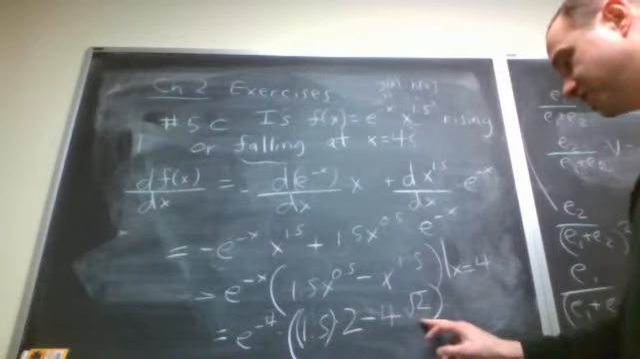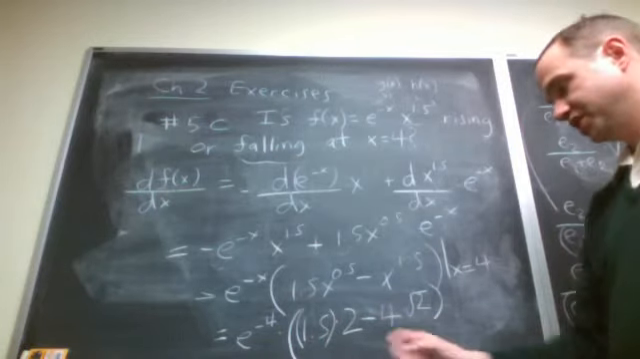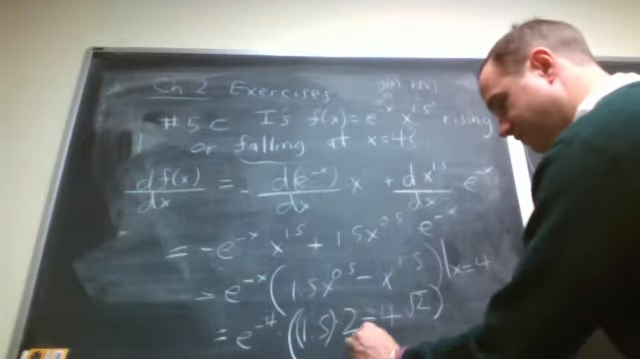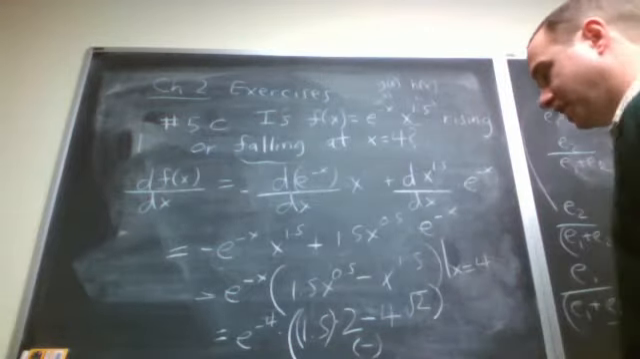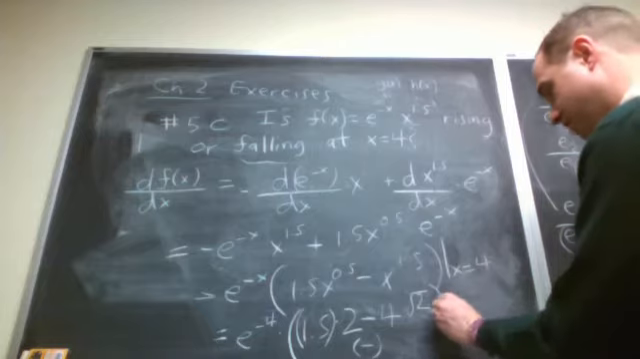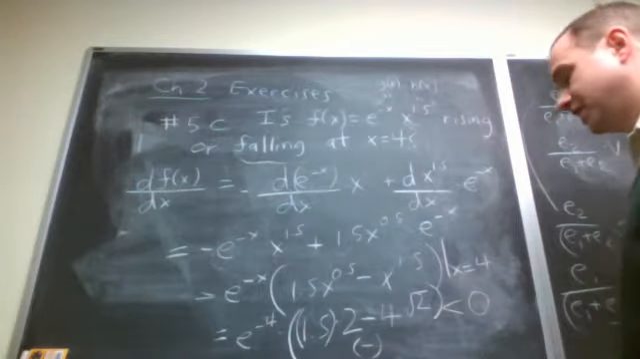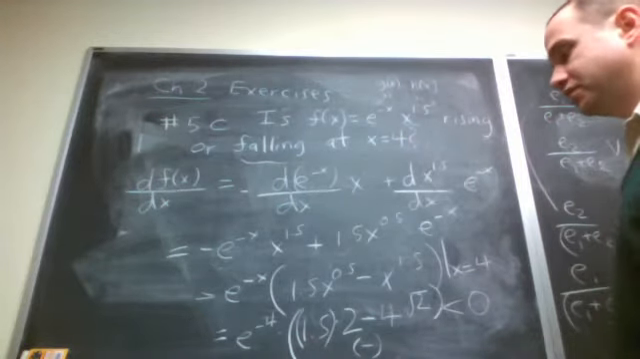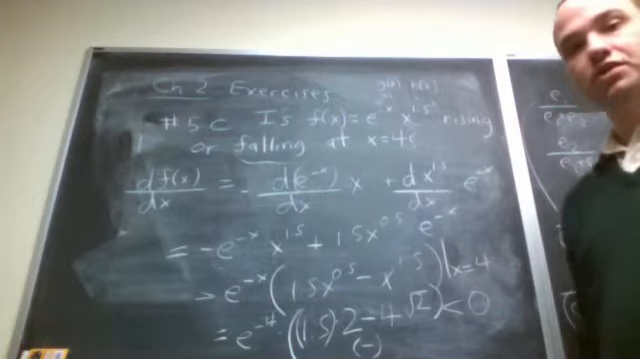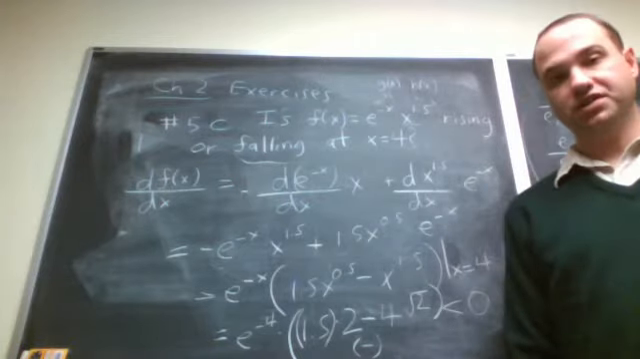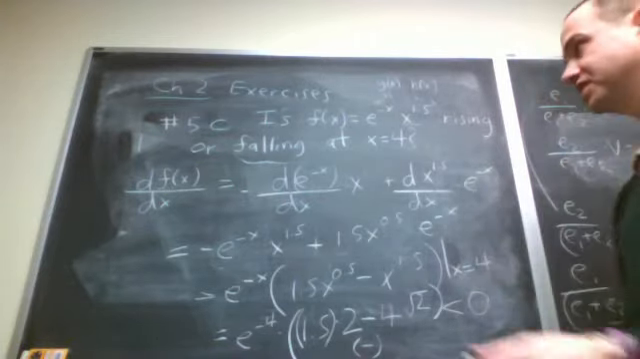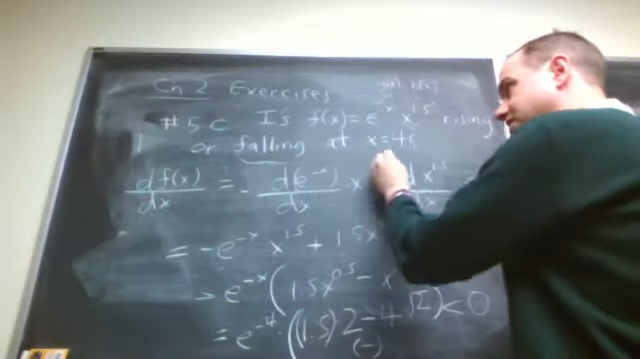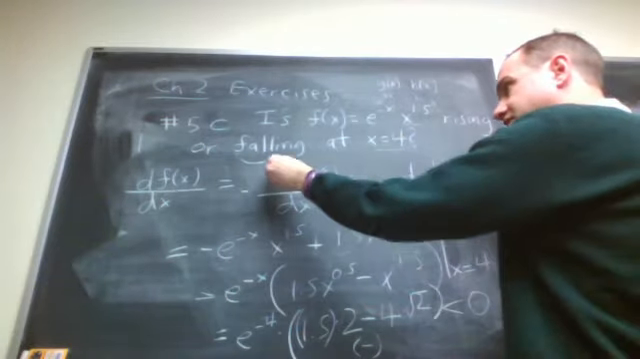We know 4 times square root of 2 is greater than 3. So this inside value is negative. Therefore, the derivative is less than 0. And if the derivative of the function is less than 0 at x equals 4, then the function is falling. Okay, that means the slope of the tangent line to the function at x equals 4 is negative.